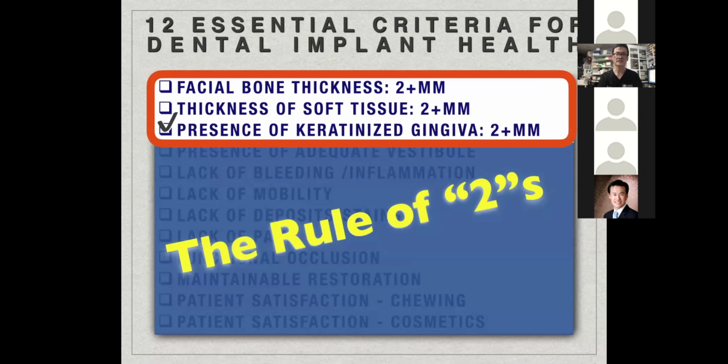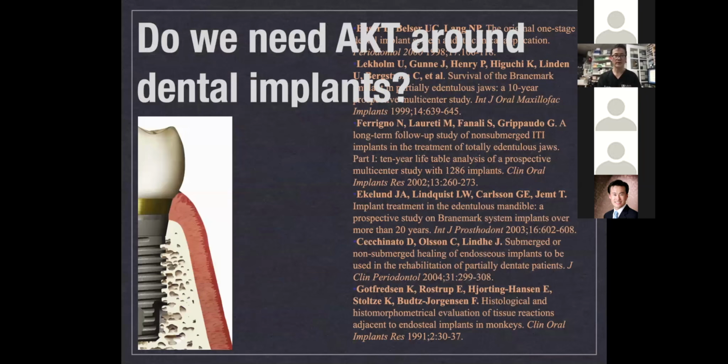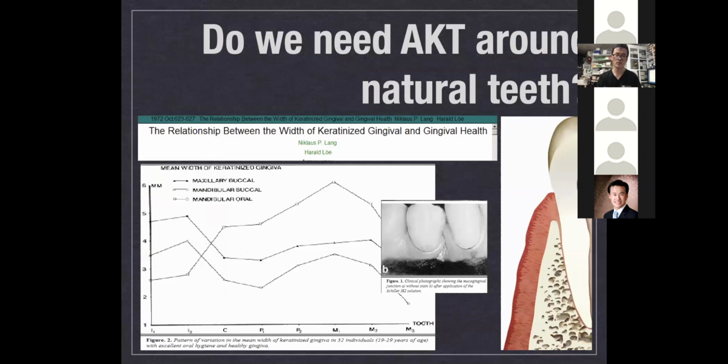Now, keratinized tissue, this is a different thing altogether. You need to have thickness of 3 millimeters or more, but the zone of attached keratinized gingiva, as you all know, needs to be 2 millimeters. On this one, there's no argument about it. This is old data. We go back how old? 1972.